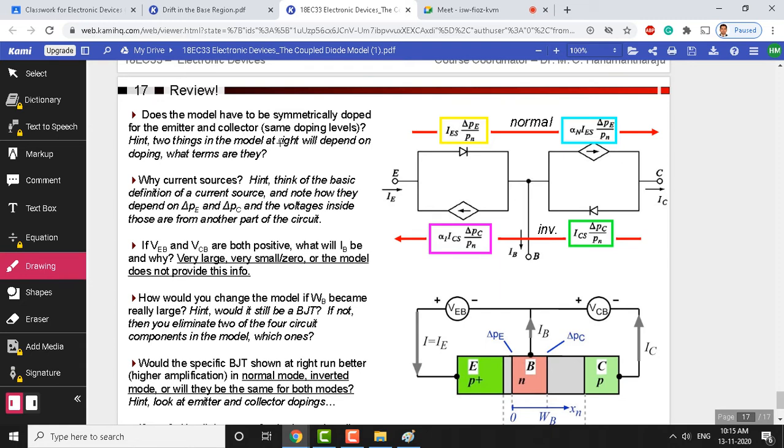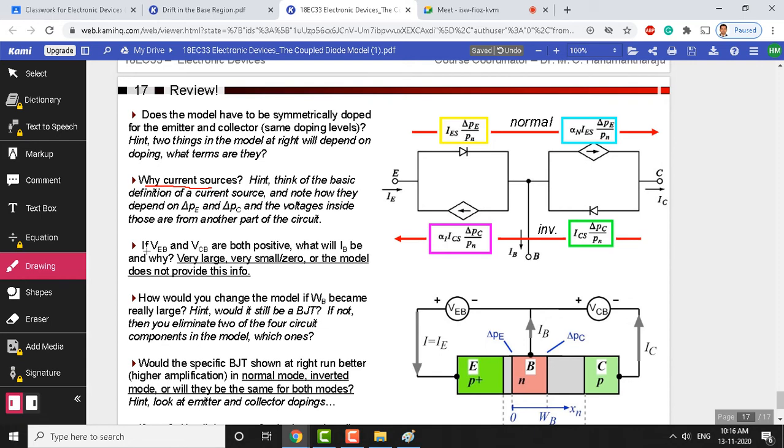Two things in the model at the right will depend on the doping. You just see what the terms are that depend on the doping. And why current sources? Why have we used current sources here? You need to think of the basic definition of a current source, and also their dependence on delta P and delta PC with the voltage expressions inside these equations. If you think of that, then definitely you can answer why current sources are used in this coupled diode model.